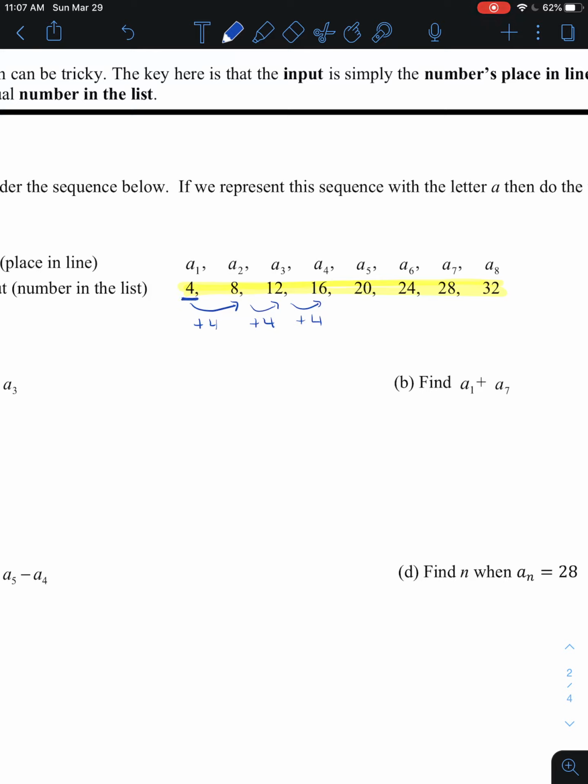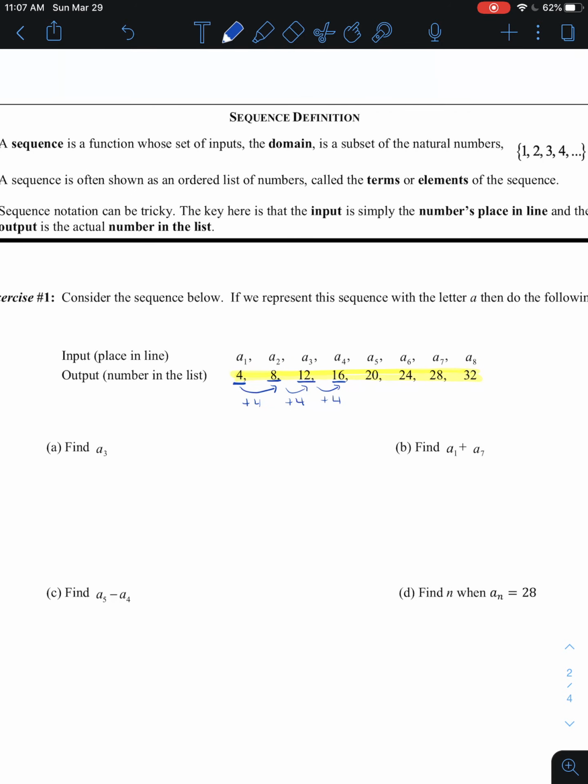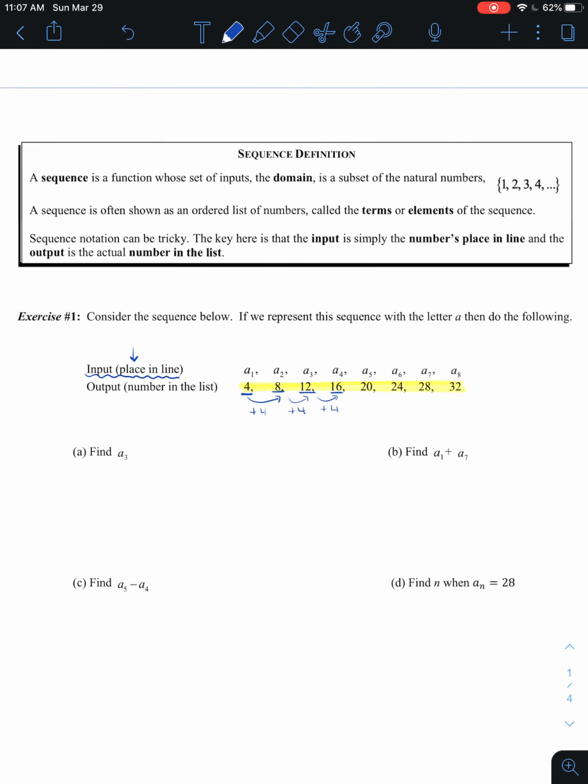So we could think of 4 as the first term in the sequence, 8 is the second term, 12 is the third term, and so on. 16 is the fourth term. So when we say the first term or the second term or the third term, that's the input of our sequence. That's the term's place in line. Okay, so that would be just the numbers 1, 2, 3, and 4. That's what's going in our domain. Now the term itself, the element in the sequence, the 4, the 8, the 12, the 16, that's the output. So that's actually like our range. Those are the numbers that are actually in our sequence, the numbers in the list.